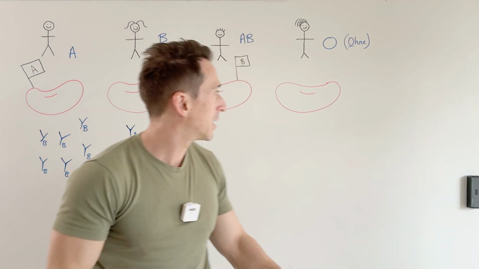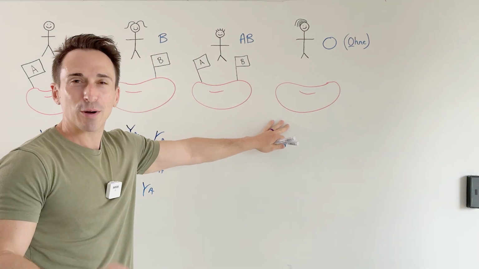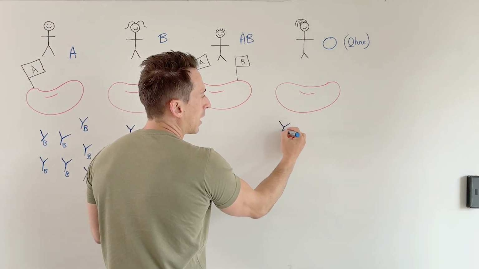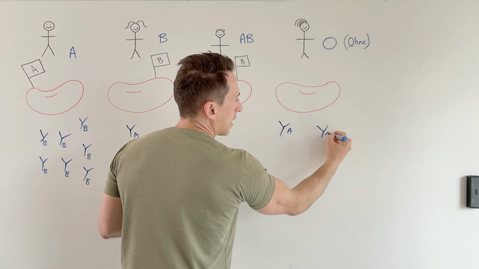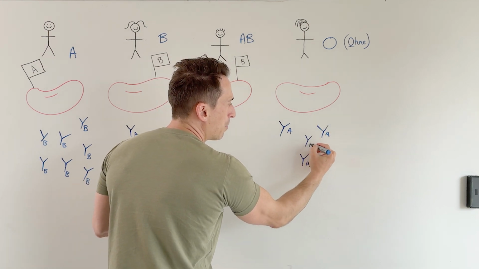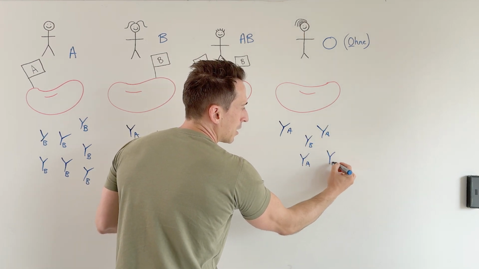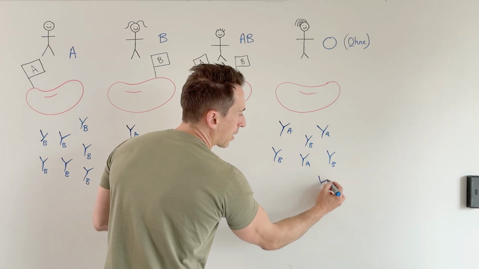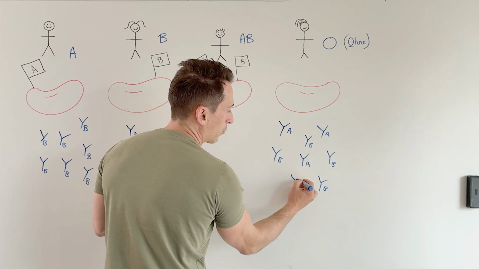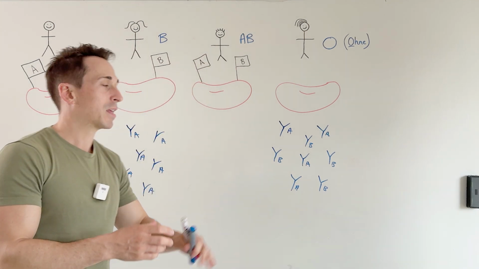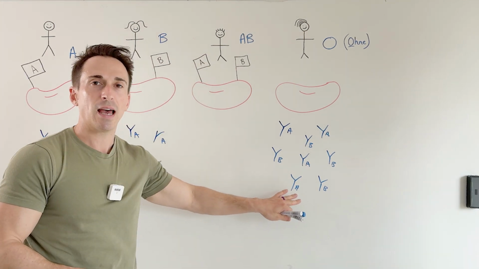That's important. Now let's look at O. What antibodies are they going to make? Well, they don't wave the A flag, so they're going to create A antibodies, and they don't have any B flag, so they're also going to create B antibodies. So this individual who has blood type O will have both A and B antibodies. They're going to be targeting to attack A and B blood.